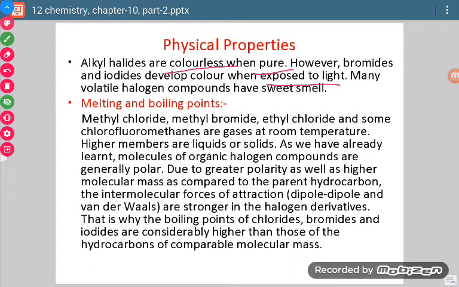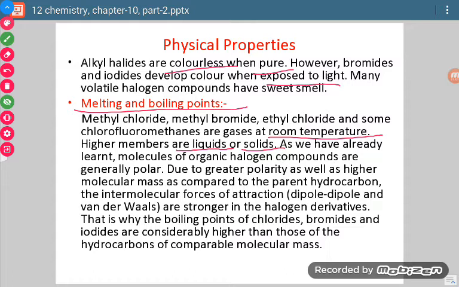Now first of all, let us discuss the melting and boiling points. Methyl chloride, methyl bromide, ethyl chloride and some chlorofluoromethanes are gases at room temperature. So a few compounds of alkyl halides exist in the form of gas at room temperature. And as we move ahead, the higher members keep becoming liquid or solid.